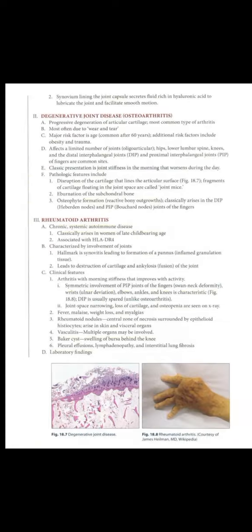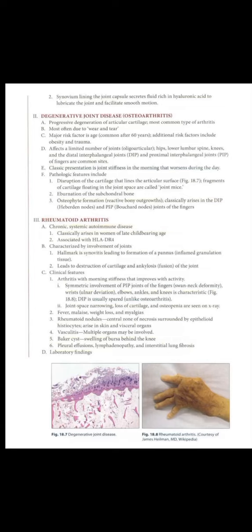Articular surface of adjoining bones is made of hyaline cartilage, type 2 collagen, that is surrounded by a joint capsule. Synovium lining the joint capsule secretes fluid rich in hyaluronic acid to lubricate the joint and facilitate smooth motion.